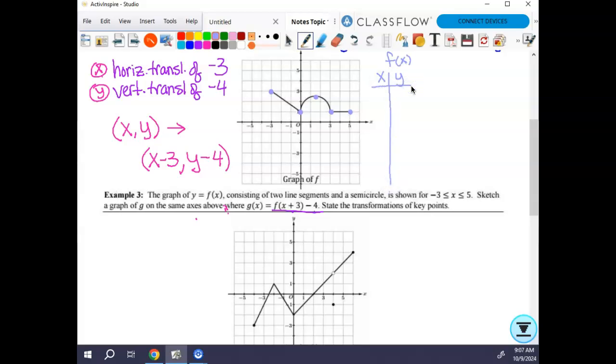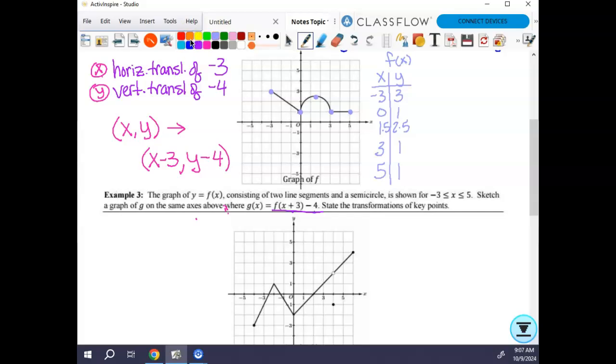So that first point is at negative 3, 3. Then I'm at 0, 1. Then that is 1.5, 2.5. And that's not really a guess because it's a semicircle, so it would have to be. And then 3, 1, and 5, 1. Okay.